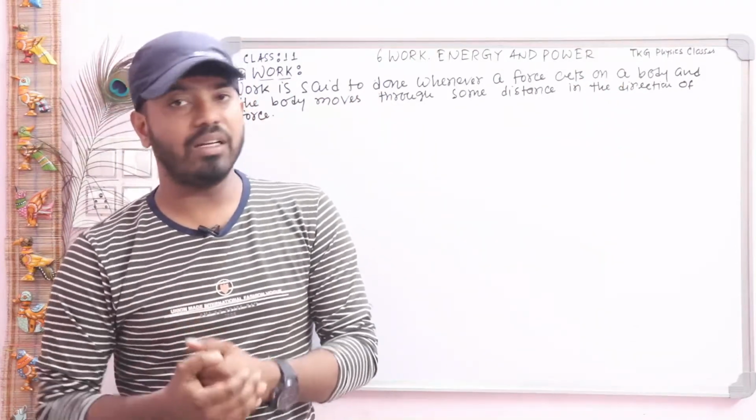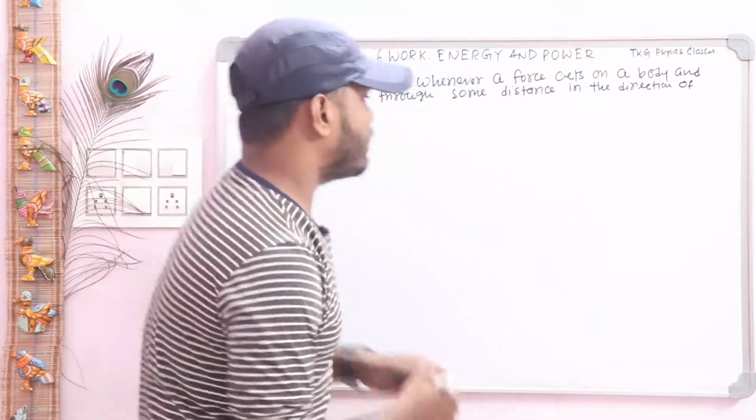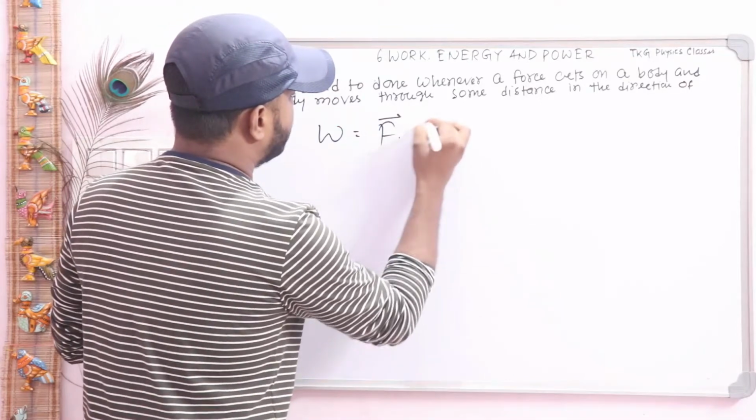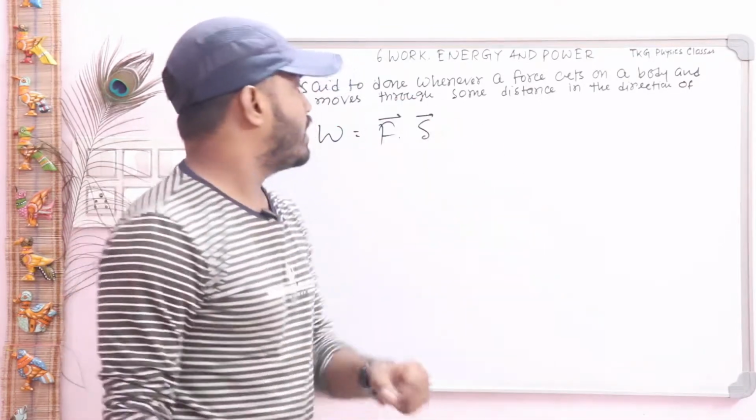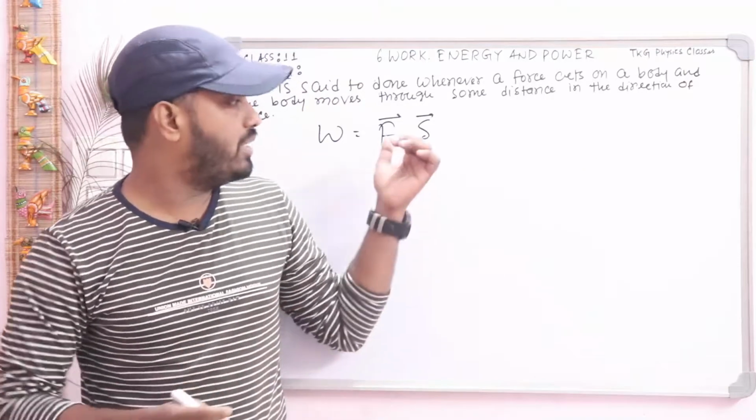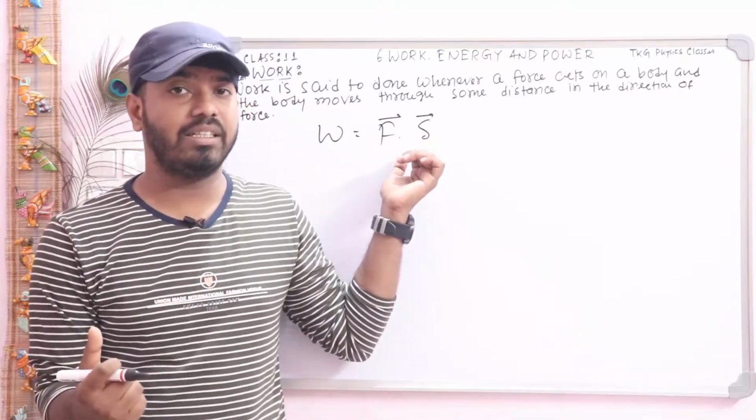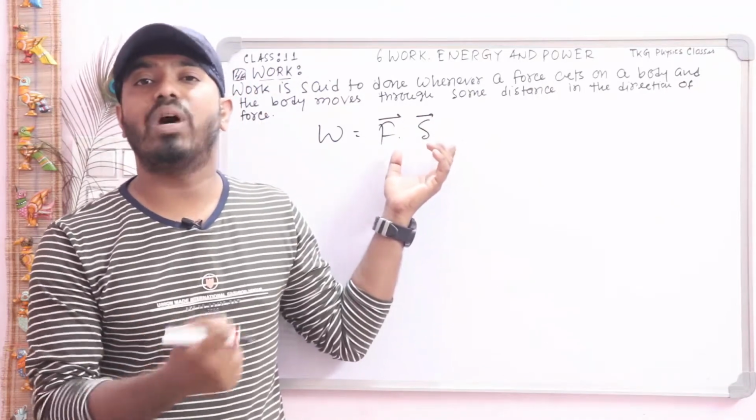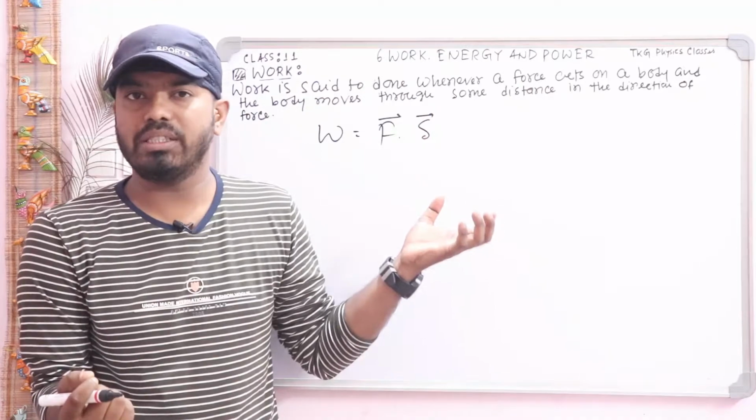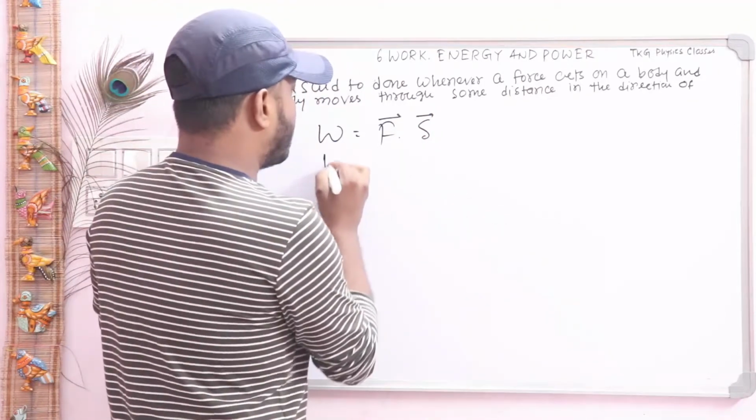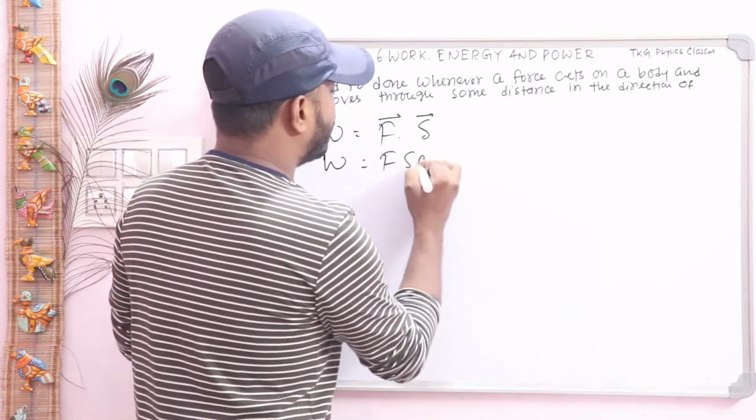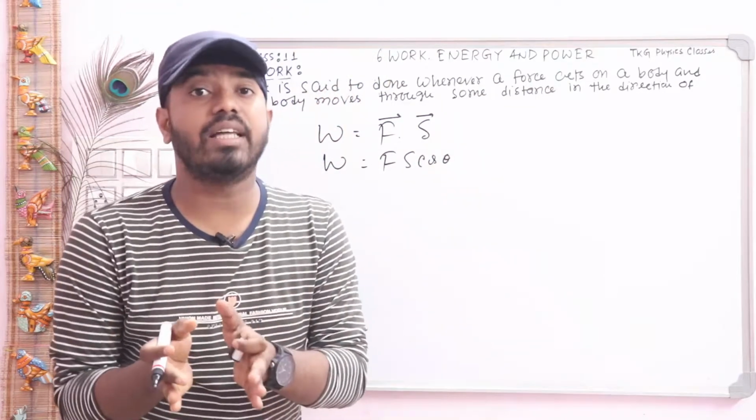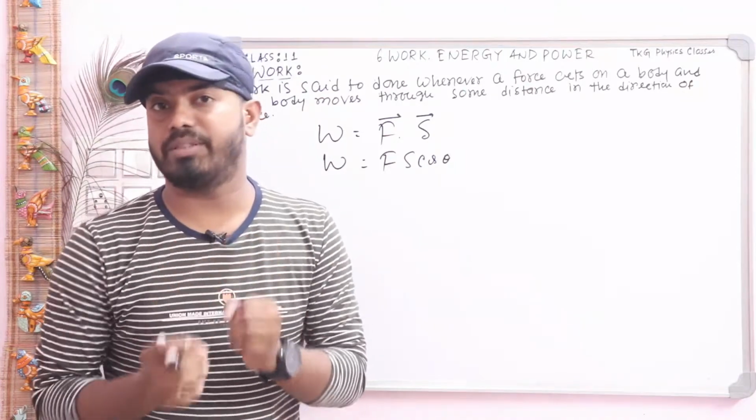Now what is the mathematical form of work? Write it. Work done, W, is equal to the dot product of force and displacement. I think all of you know this dot product. We already completed the vector chapter. The dot product of force and displacement is named work done. So what is the formula of the dot product? F dot S, that means you can write F S cos theta. So what is theta? Theta is the angle between force and displacement, right?